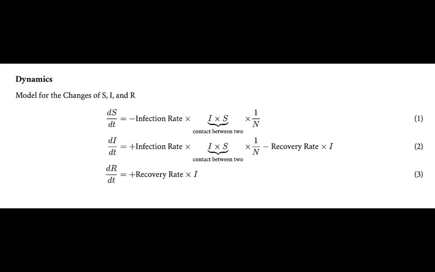Now let's see how we can model the dynamics of those three types of people based on our common sense. Considering that the infection happens from the infected to the susceptible, the change of the susceptible is decreasing with the infection rate multiplied by the number of contacts between the infected and susceptible, and then divided by N. This is equation 1.